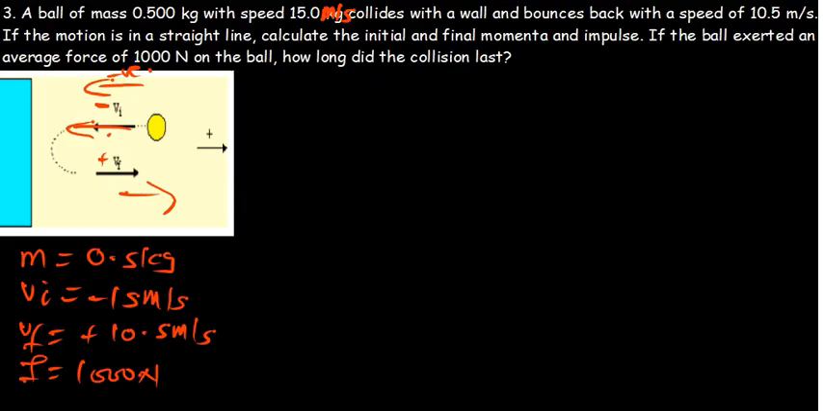Okay, because I know that impulse is equal to the change in momentum. So if I have my initial momentum and the final momentum, then I'll use that information to find the impulse. Now let's go ahead and find the initial momentum. So the initial momentum is going to be the mass times the initial velocity.